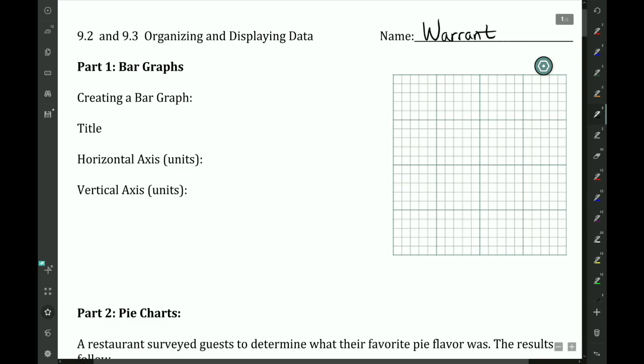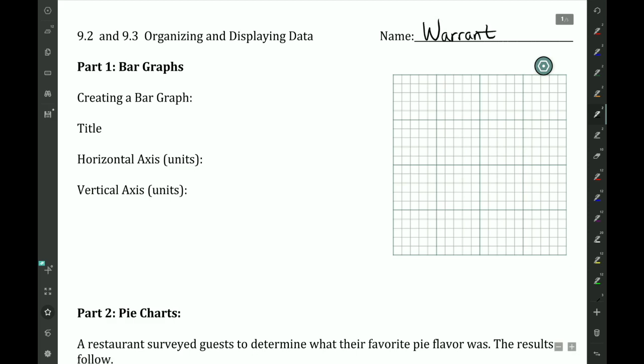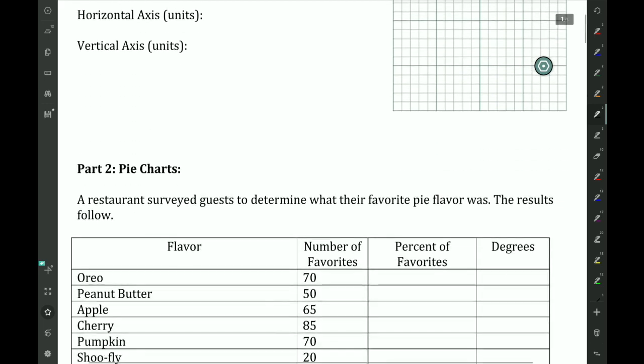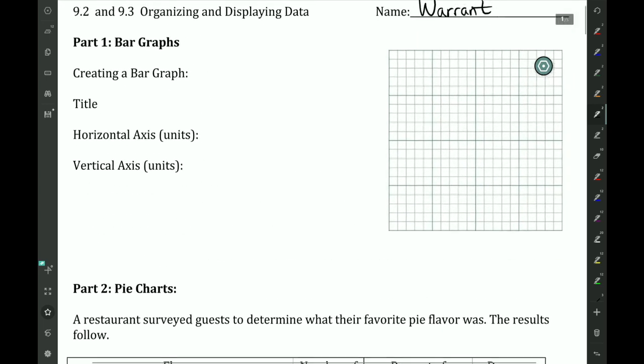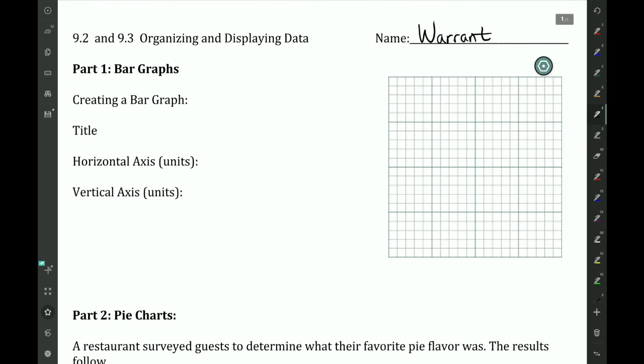Well, what are we getting into this unit? What are bar graphs and pie charts? How appropriate that Warrant will bring us in with Cherry Pie. So let's turn them down for a second, but let's get into it, okay?